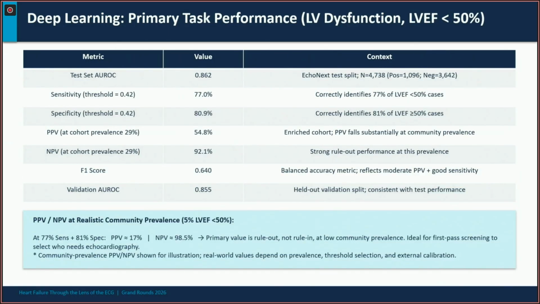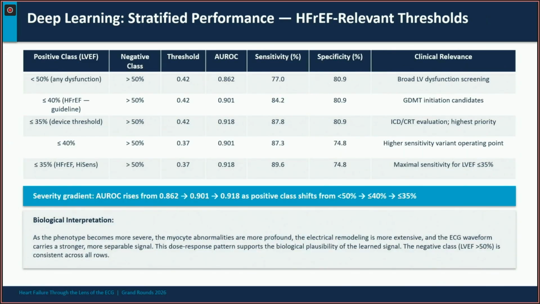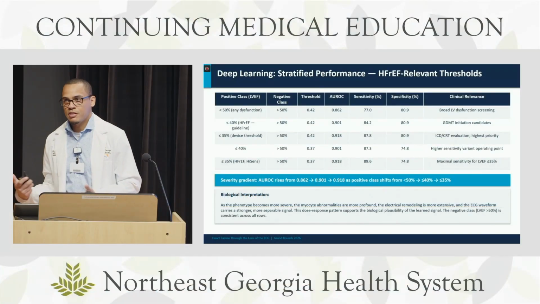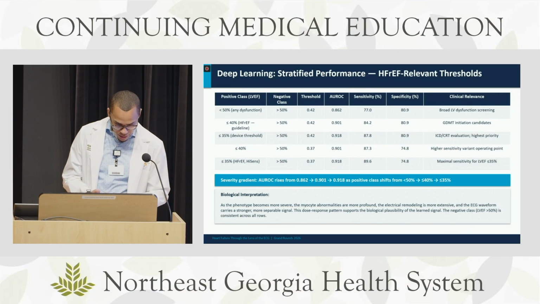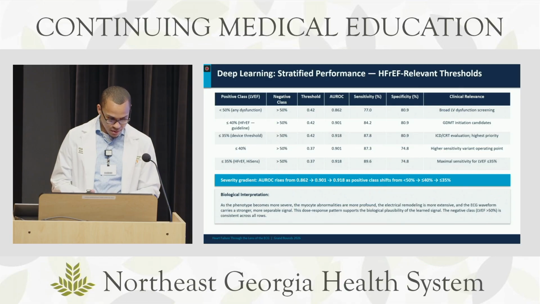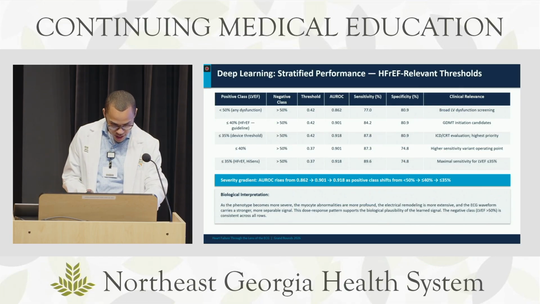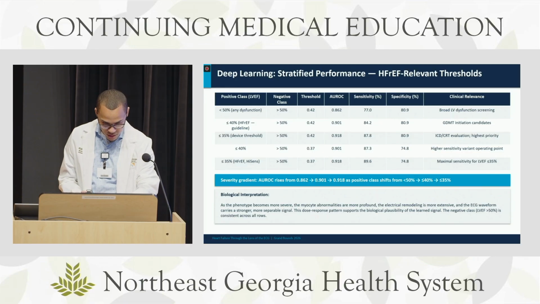So this was the primary measurement that I did, and then I went ahead and stratified my measurements by EFs. In this scenario, one thing that I found out is that the model is easier to pick up the dysfunction the more severe the disease is. For instance, the area under the curve for EFs of less than 35% is 91.18. And when we go up to EFs of less than 50%, we can see that is lower.